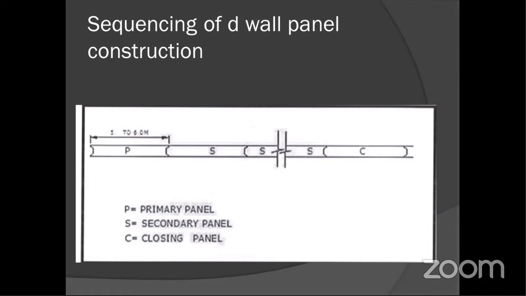So for primary panels, we are going to provide two stop ends, and for secondary panels, only one each. For closing panels, we are not going to construct any stop ends.